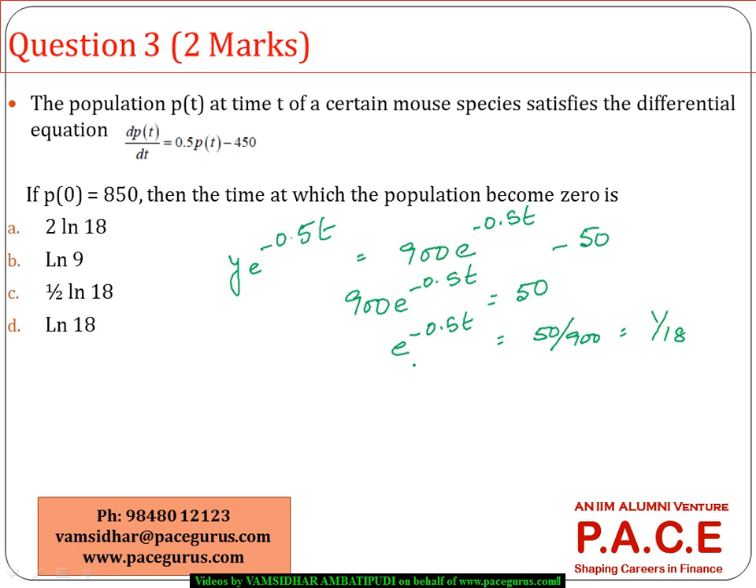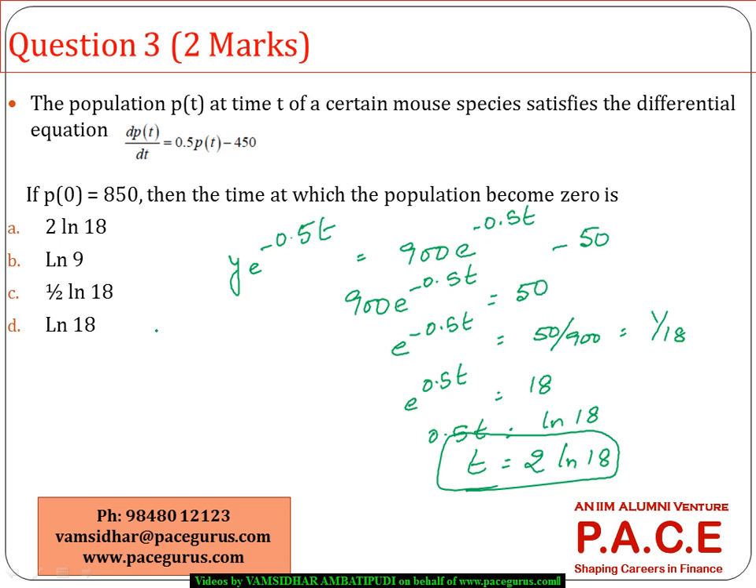If I am doing 1 by, it is becoming e power 0.5 t equal to 18. So works out as 0.5 t equal to log 18 and t is equal to 1 by 0.5 log 18, which works out to 2 log 18. So the time at which the population becomes 0 is working out as 2 log 18, wherein I can mark the answer choice as A.